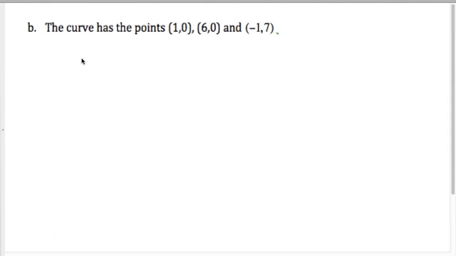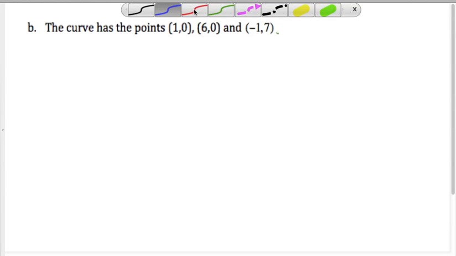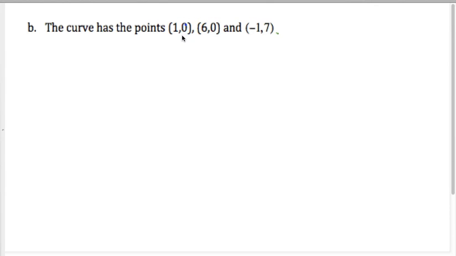Alright, next question. The curve has a point 1, 0, 6, 0, and negative 1, 7. This is basically the exact same thing as the one before. Now, when y is 0, the x value is your x-intercept. So these 2 points are the x-intercepts. Okay, and this is some random point that they gave you. You need this to find a.